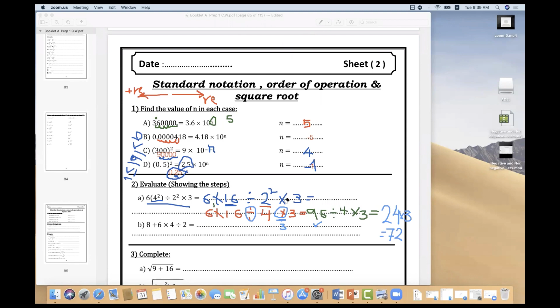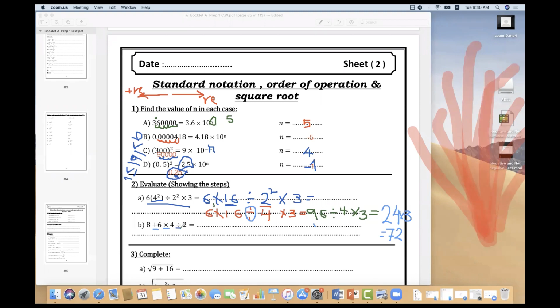First, 6 times 4 gives us 24. Then 8 times 3 equals 72. The answer of number B. 24 times 3 equals 72. Okay Ainur, we do 8 plus 24. Wait, Ainur. You have to know I have addition, multiplication and division. Which one do I have to solve first?